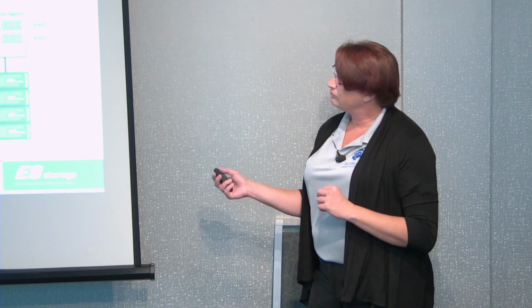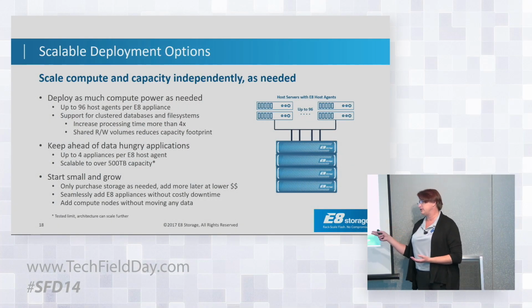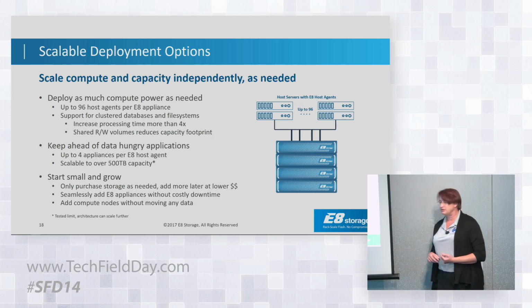So, okay, in addition to scaling out the hosts, we also want to scale out capacity. Not only that, this is the ability to connect right now up to 4 appliances per E8 host agent. That's a testing limitation, not an architectural limitation, because half a petabyte of block data is a whole lot of block data. So we stopped at 4, but it's not an architectural limitation.